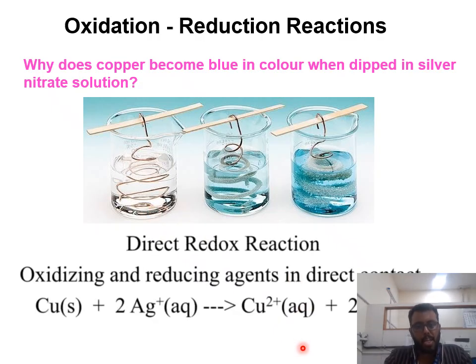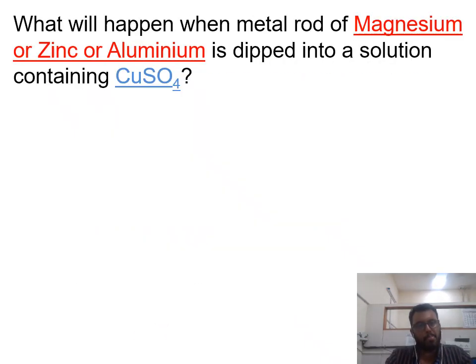So the oxidizing and reducing agents are in direct contact. For instance, the copper present in the copper wire will be oxidized to copper 2+, which means it loses 2 electrons. And silver ions in the solution will gain those electrons and become neutral silver.